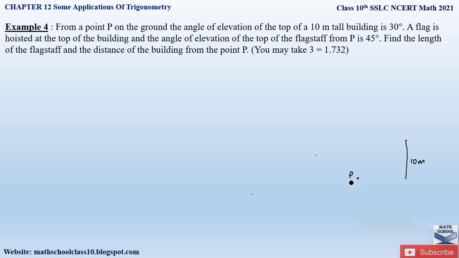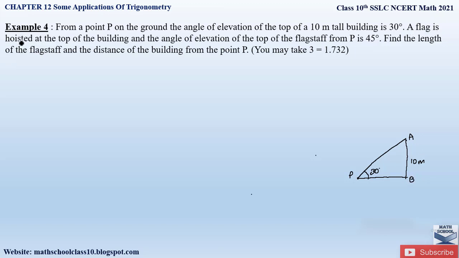Whenever they give us an observer or a point, we have to first draw a horizontal line, and then we can draw the line of sight from the point P to the object, which is our building here. The angle between this line of sight and the horizontal level will give us the angle of elevation, which in this case is given as 30 degrees. So let us name this building as AB.